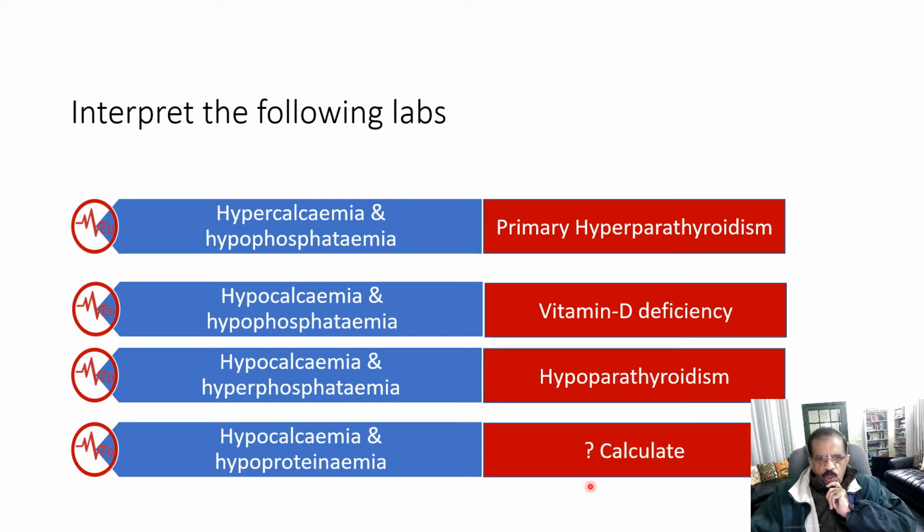So you will make the calculation. You know 1 gram of albumin binds 0.8 milligram of calcium, and the formula was discussed in one of the presentations. If the corrected calcium is low, then it is hypocalcemia. But it is very likely that when you correct the calcium for the protein, the calcium may actually fall in the normal range. So accordingly, you will make the judgment. Let's move to the next slide now.